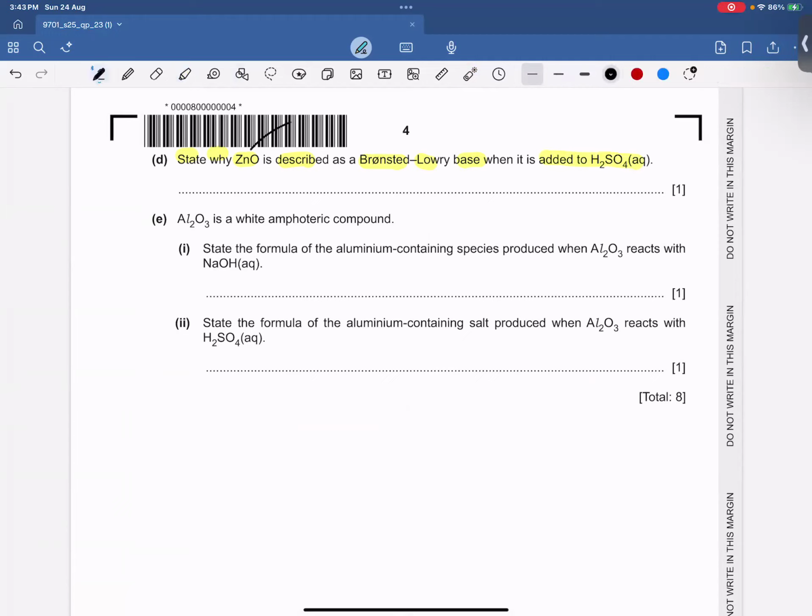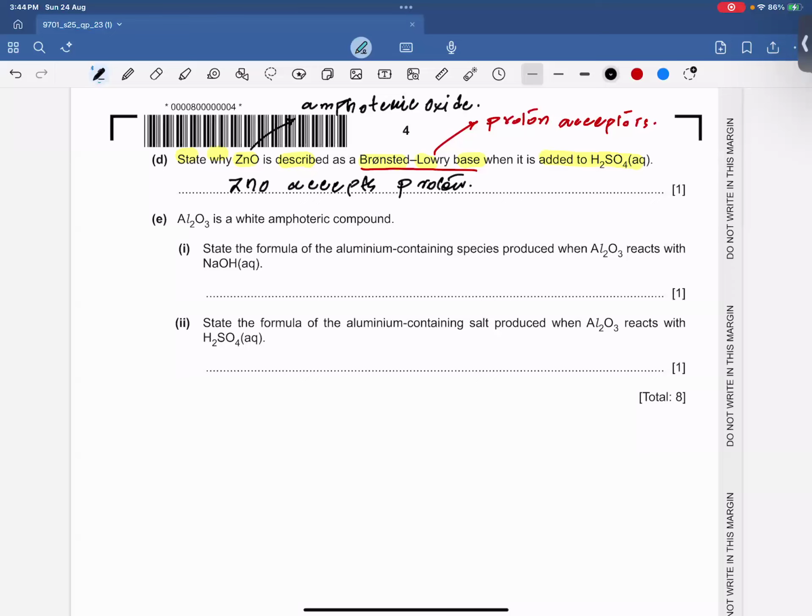Technically, zinc oxide is an amphoteric oxide, so it can react with both acid and alkali. Since the examiner is looking for the Bronsted-Lowry base definition, proton acceptors are called Bronsted-Lowry bases. So according to this point, zinc oxide accepts protons, so it can react with sulfuric acid. All right.